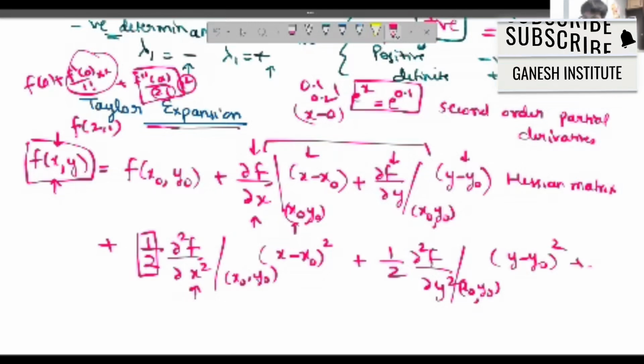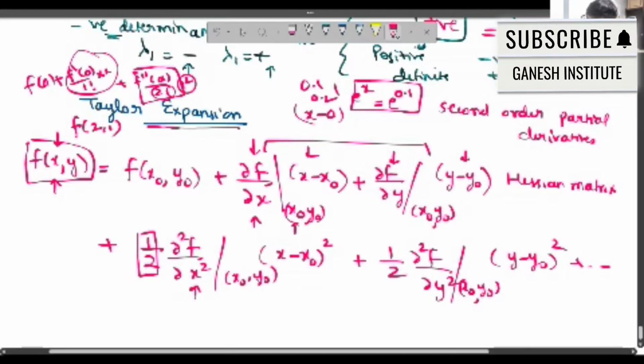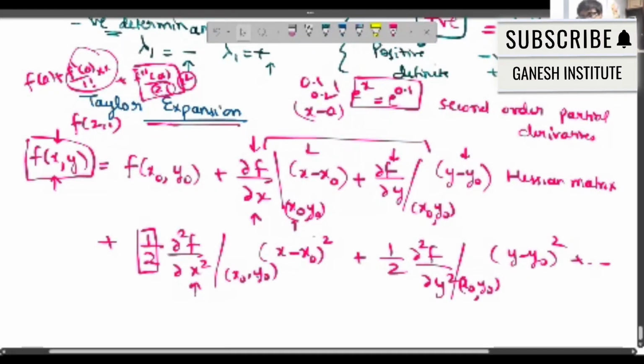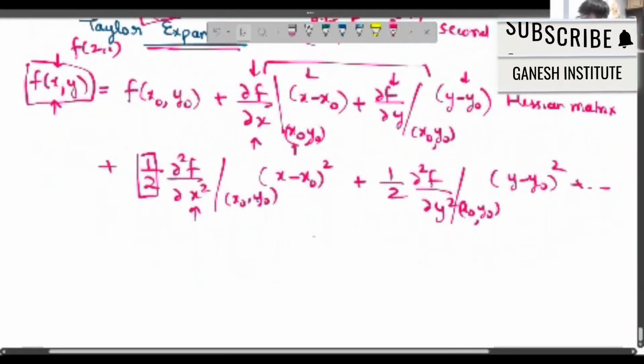And similarly, if you want to find out third order, it will be having 3 factorial, 3 to the 6, 1 by 6. And it will go on and on. But what we are having here, because it is Hessian matrix, it will be having up till second order only. So we are not having any other further terms.